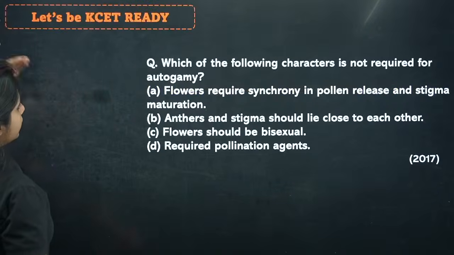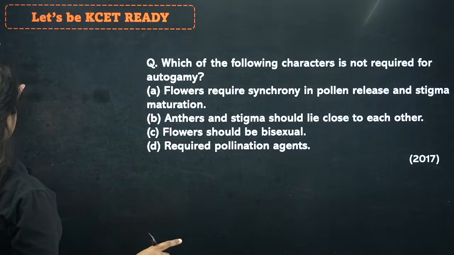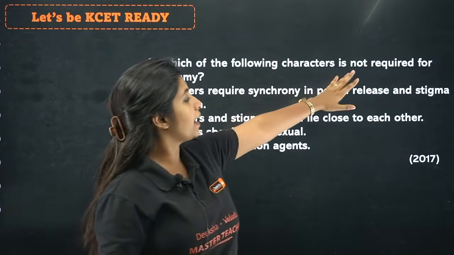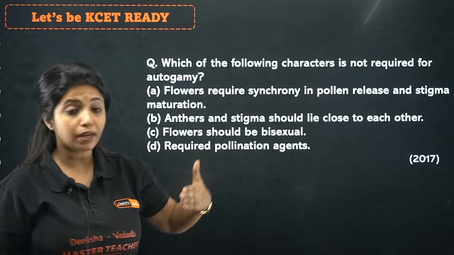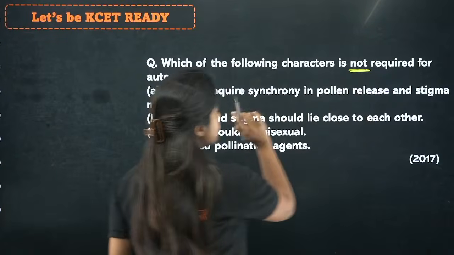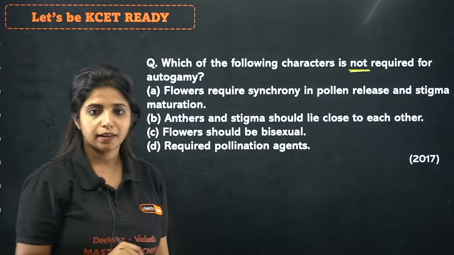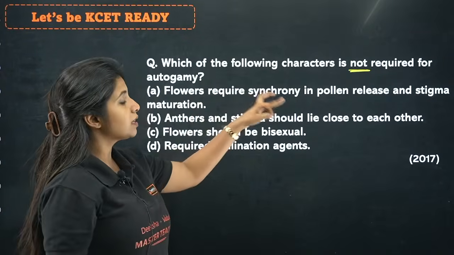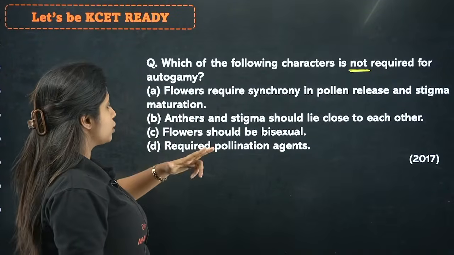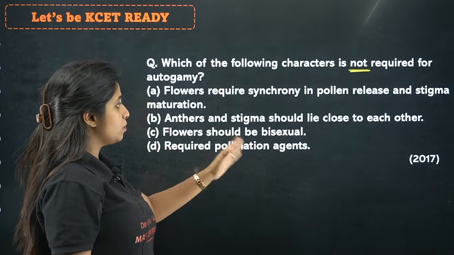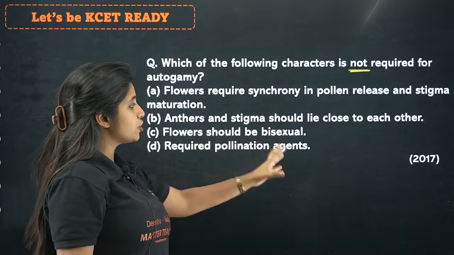So let's go ahead. One more question is there. Let's try this one also. Which of the following characters is not required for autogamy? Not required. Which one is not required for autogamy? This is a 2017 question. Flowers require synchrony in pollen release and stigma maturation. Anthers and stigma should lie close to each other. Flowers should be bisexual. Required pollination agents.